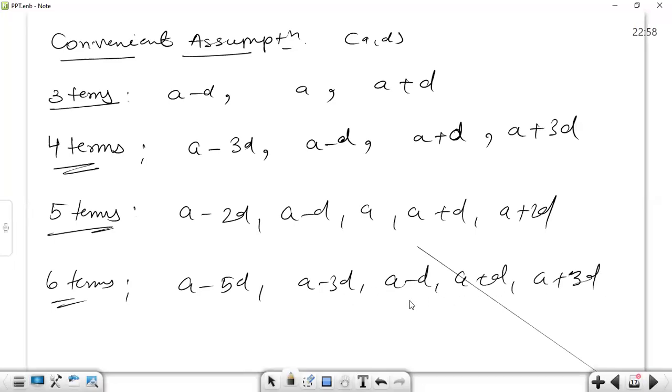Okay. So a minus 3d, a minus d, a plus d, and a plus 5d. So now there are 6 terms. The convenience is the sum of all is 6a. The sum of all is 5a. The sum of all terms is 4a. So if we have to deal with the sum, we don't have to deal with two variables. We'll be left with only one variable, that is a. Clear? Any doubts?